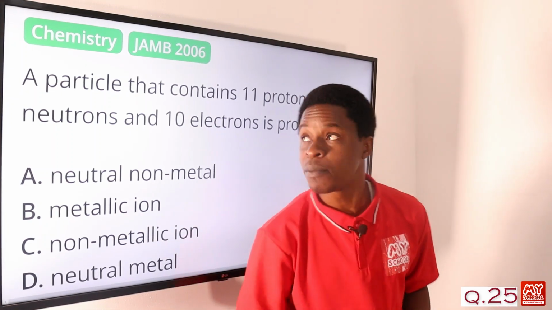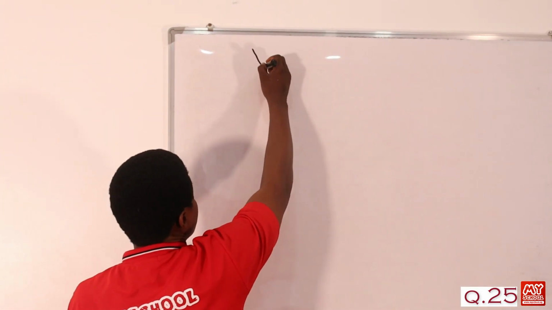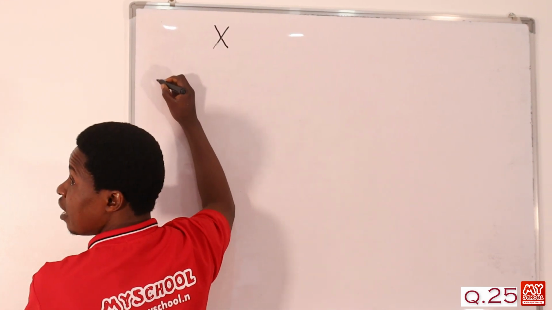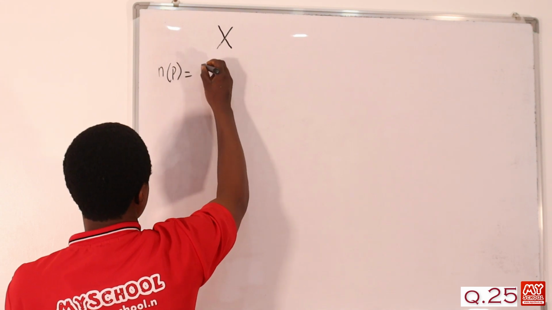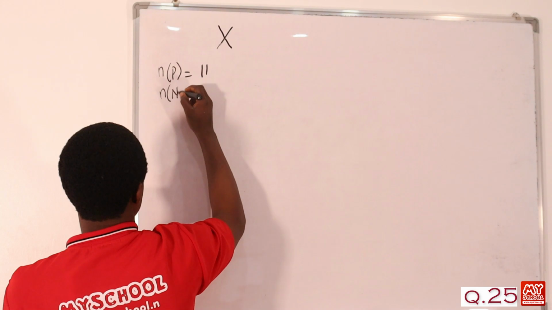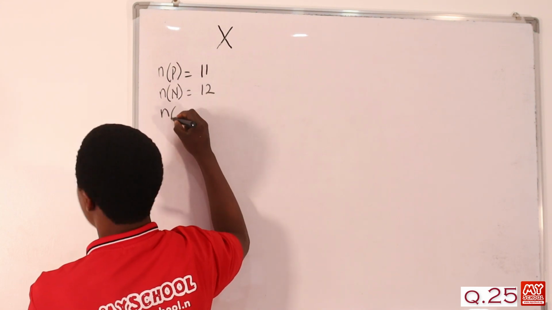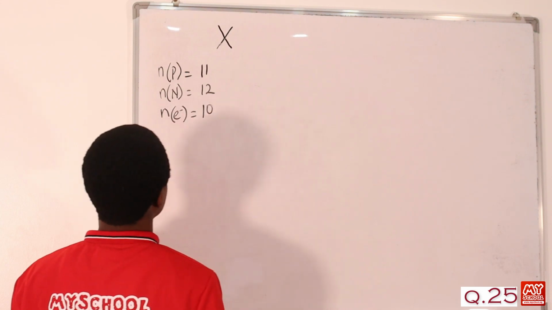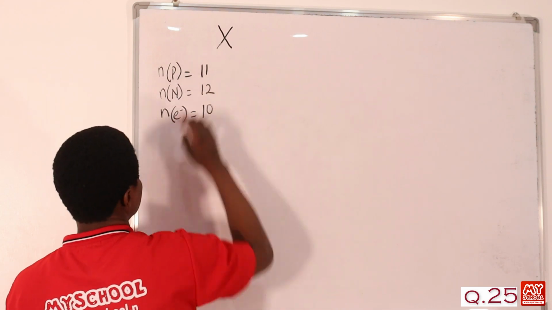Let's go to the board and demonstrate that. A particle that contains, so let the particle be X. We're told that the particle contains 11 protons, so the number of protons is 11. Then the number of neutrons is 12, and the number of electrons is 10. We want to know what type of particle this X is.